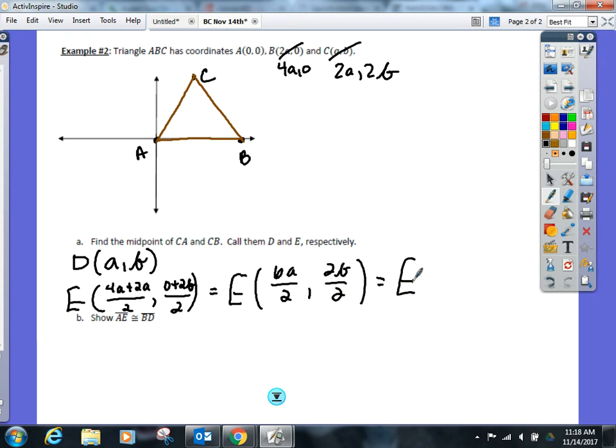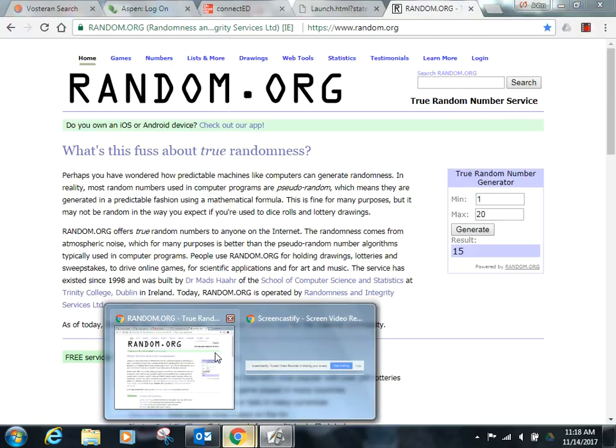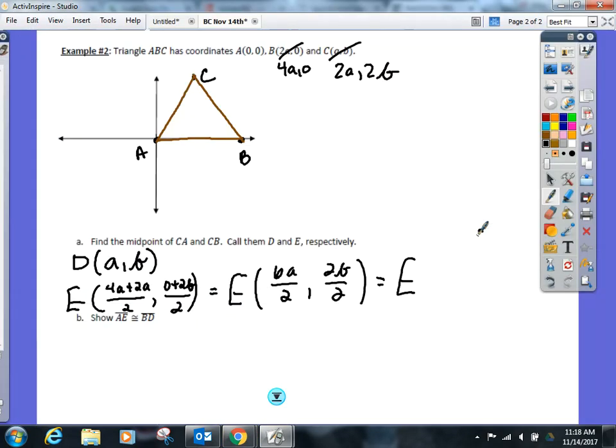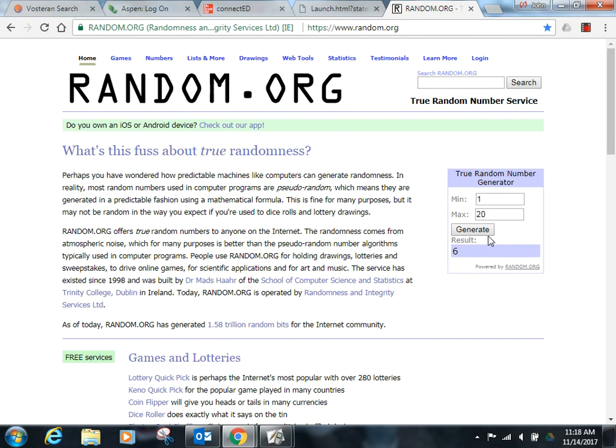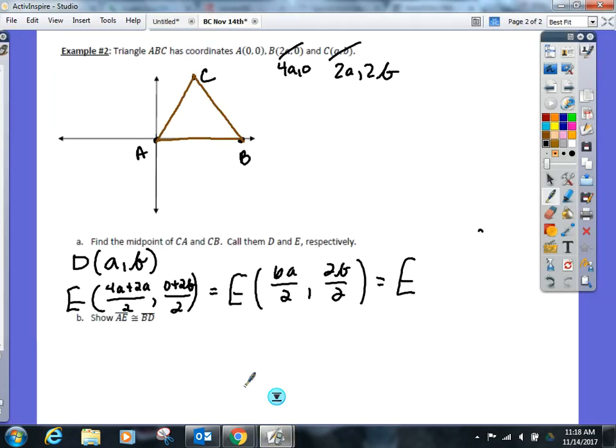You're getting eventually 6A over 2, 2B over 2? No? 4A plus 2A divided by 2, and then 0 plus 2B divided by 2? Okay, so final point E, what do we end up with after I do all my reducing that I need to do? 6, what do I end up with? 3A comma B. Yep. Everyone all right? Point E and point D?